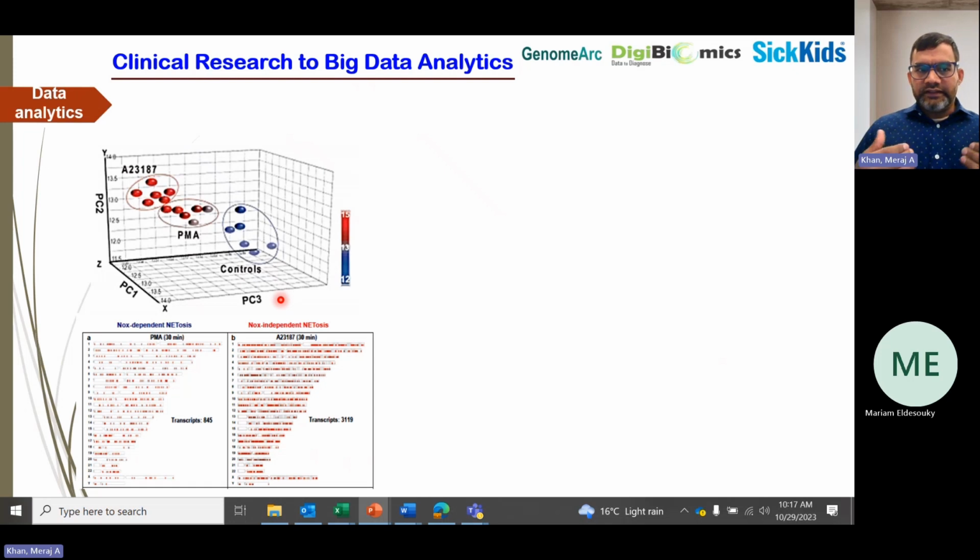And when I did the exploratory analysis to see how the overall data is coming along, we found three discrete clusters in the principal component analysis, and when we labeled them, we found that these clusters are totally separate. That makes sense because the clusters of control, no treatment, PMA and ionophore all have separate components, and that tells the quality of our samples.